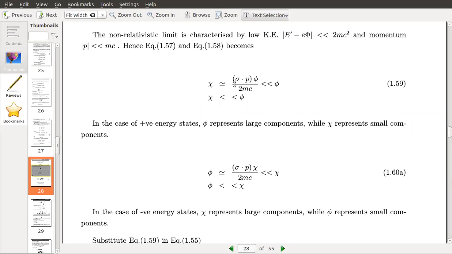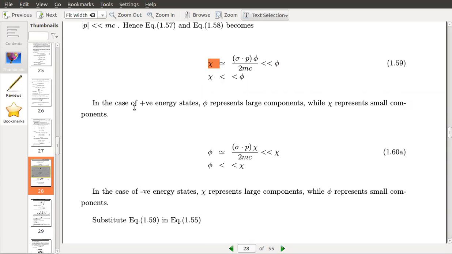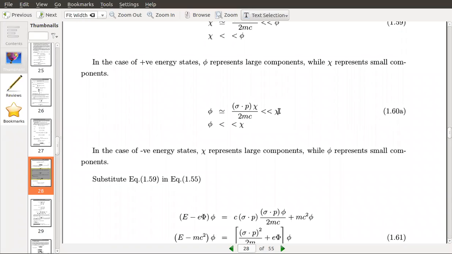For the positive energy states, phi is the positive energy state. So in that case, chi is very small. Similarly, in the case of negative energy states, chi is very large, but phi is very small. So phi and chi are the positive and negative energy states.